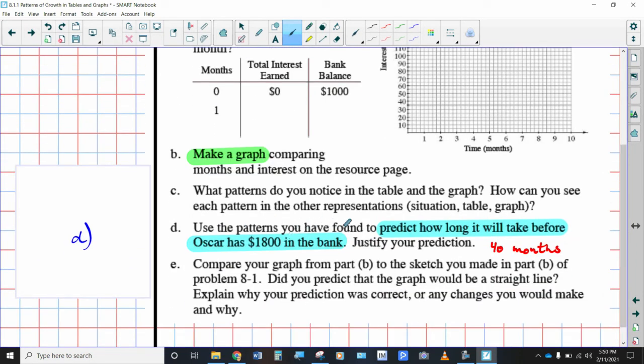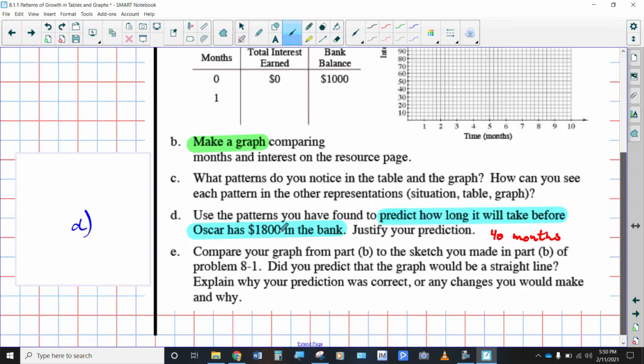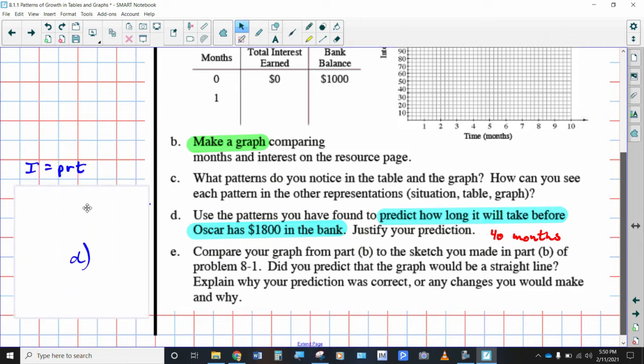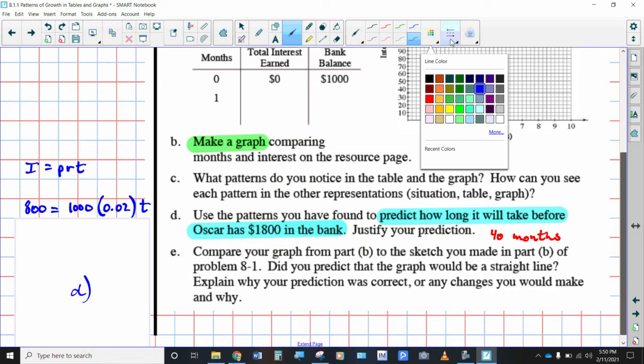Now, use the pattern you have found to predict how long it will take Oscar to have $1,800 in the bank. Oh, I didn't cover it up. Well, there's our answer. Let's see how we would find that on the graph. Oh, we can't find it on the graph, can we? For him to have $1,800 would mean he would have to earn $800 in interest, because he started off with 1,000. So I equals PRT, but the interest earned for this situation has to be 800.